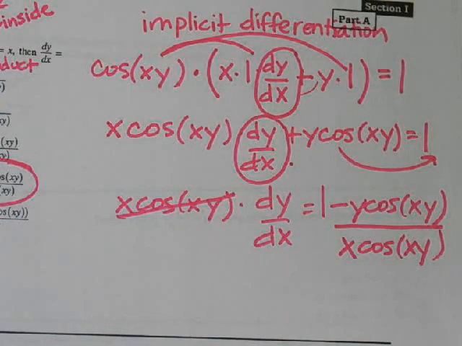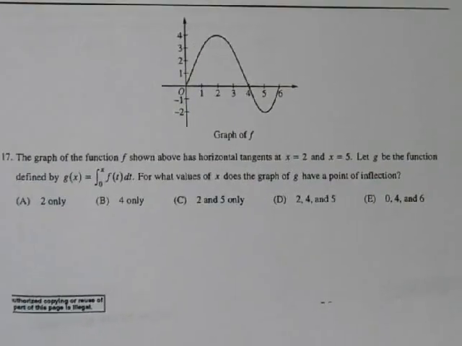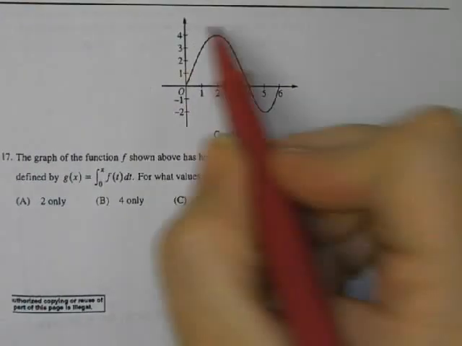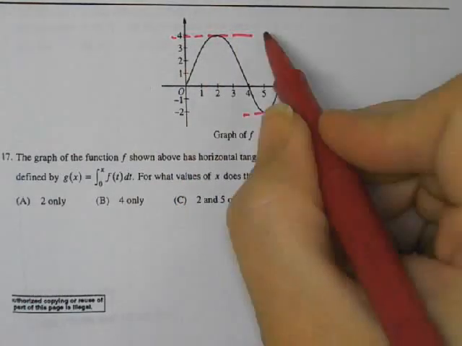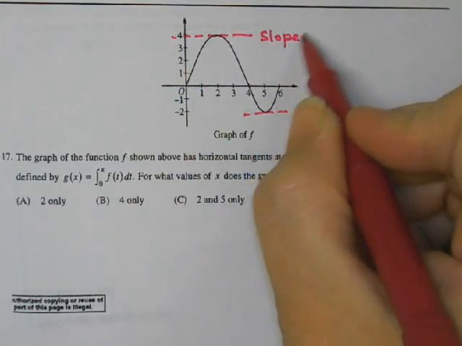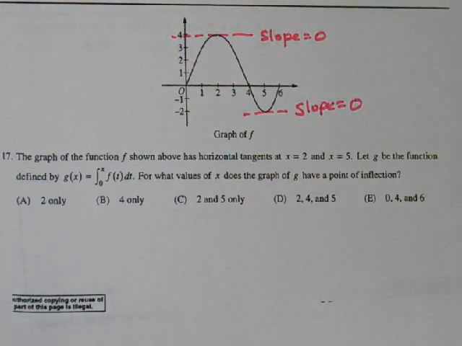Right? So for what values of x does the graph of g have a point of inflection? So remember our little chart, right? If I have the graph of the derivative of g, points of inflection happen anywhere that the second derivative of your function changes sign, and the second derivative is the slope of the first derivative.